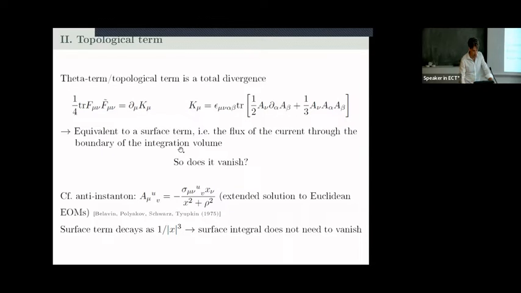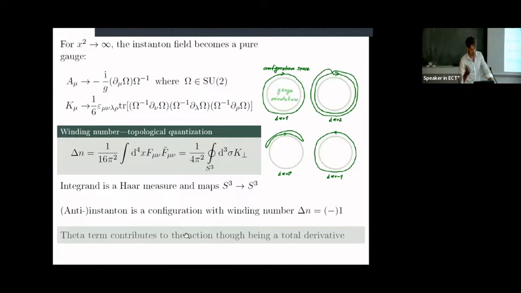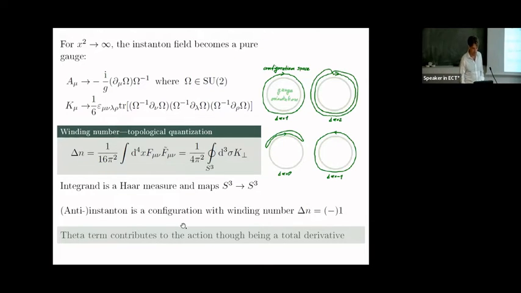But does it vanish? Well, of course it doesn't, because we know that there are these BPST instanton solutions which go down as 1 over x cubed. And this is just the volume of the 3-sphere. So in general, there's no reason to expect that it vanishes. And of course, one can also quantify this because one realizes that if one looks at these BPST solutions, that for large distances, so I'm always working here in this part of the talk in Euclidean spacetime.